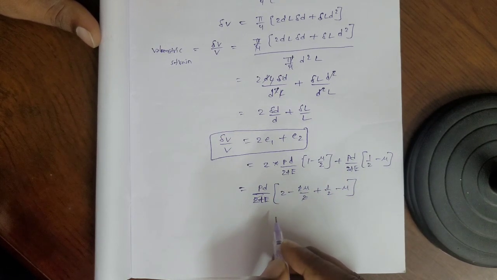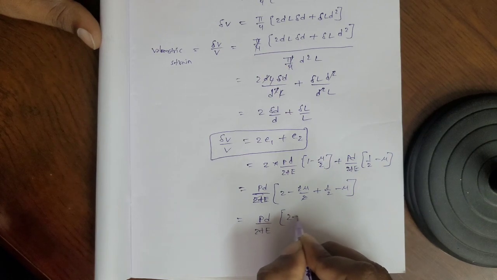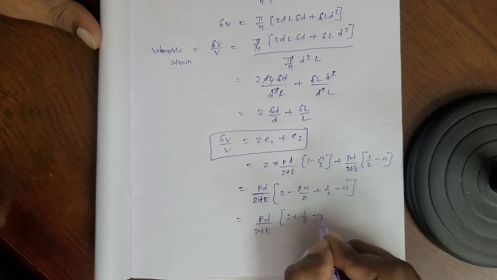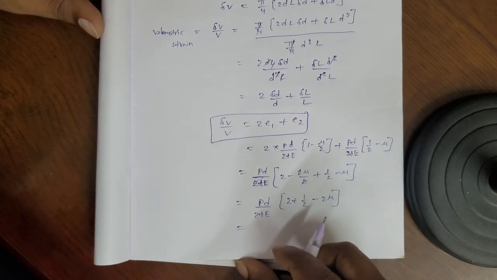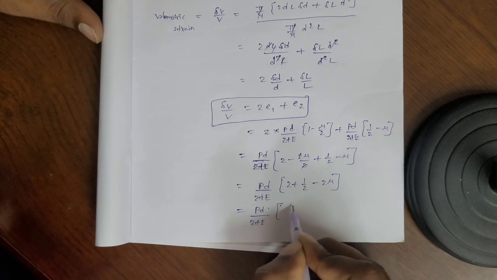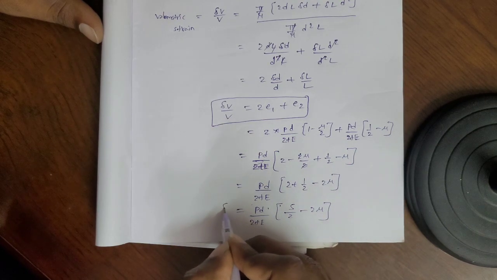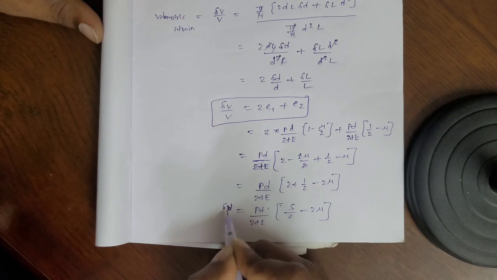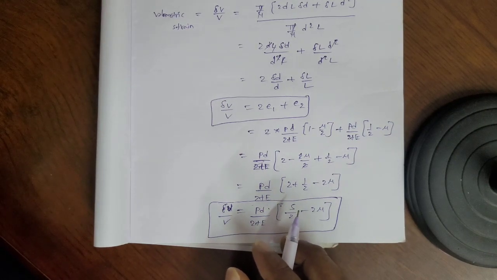Here the 2 cancels and we can get PD by 2TE into 2 plus 1 by 2 minus 2 mu. So by LCM we can get PD by 2TE into 5 by 2 minus 2 mu. So this is the formula for volumetric strain, that is delta V by V. Thank you.